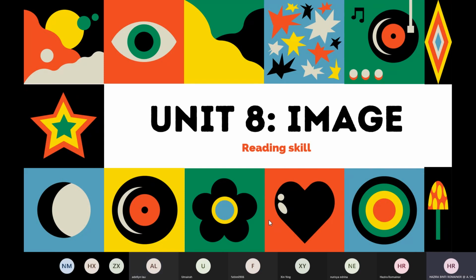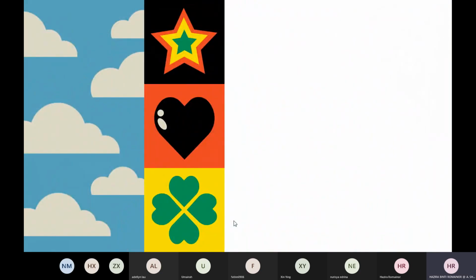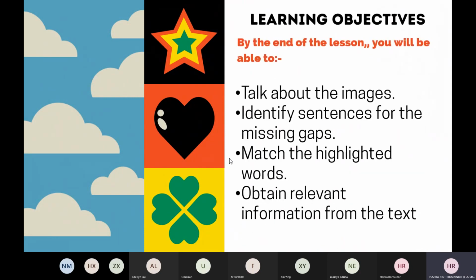Please turn to page 111. We are going to start from that page onward. These are our learning objectives. By the end of the lesson, you will be able to talk about the images. As you can see, there are 4 images on page 111.